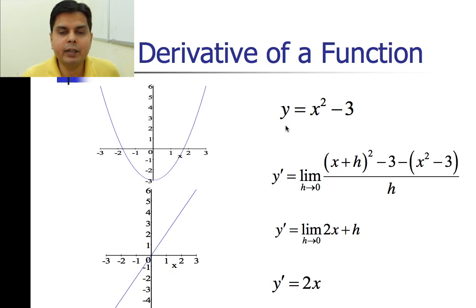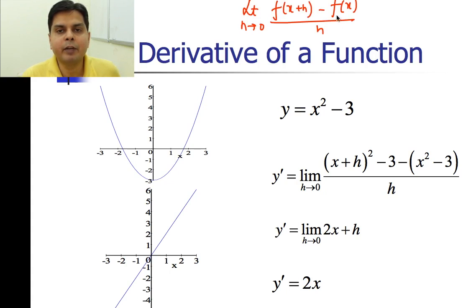Now let's find the derivative of this function, y is equal to x square minus 3. You can find it using the theorems of the derivative, which I will discuss in a subsequent slide, or you can find it using the first principle, that is by taking the limit h tends to 0 of f of x plus h minus f of x divided by h.